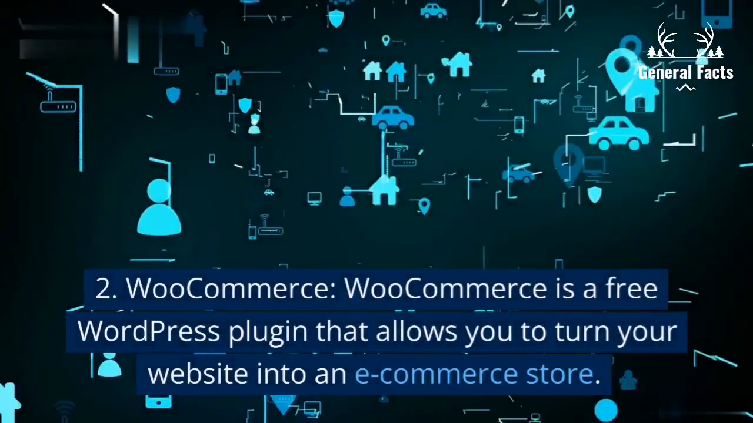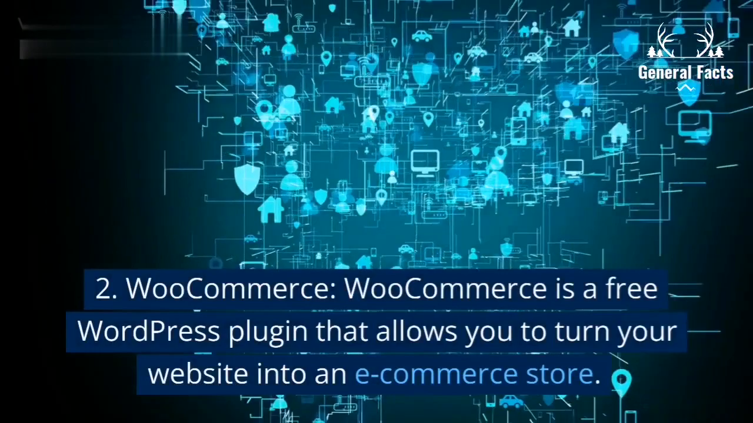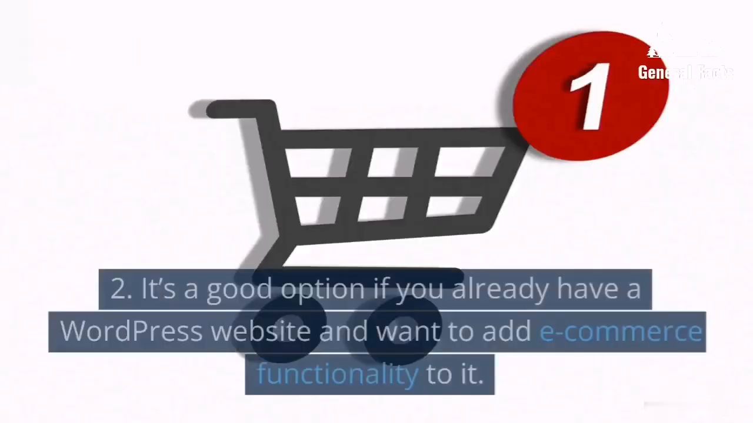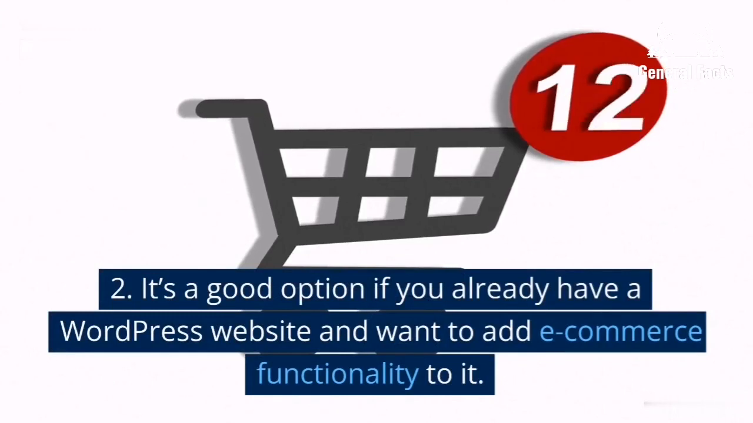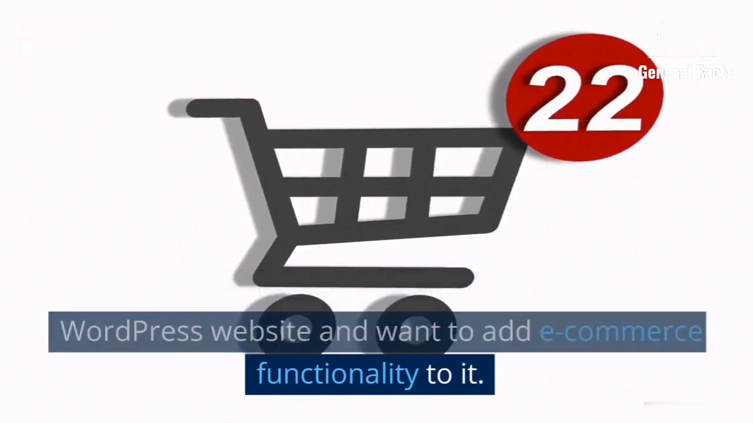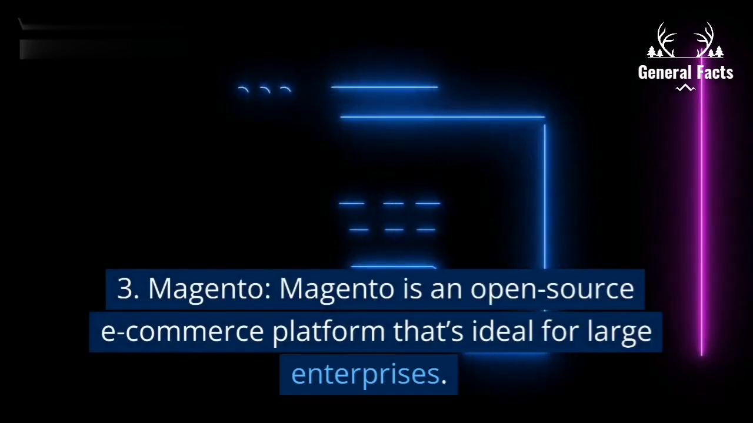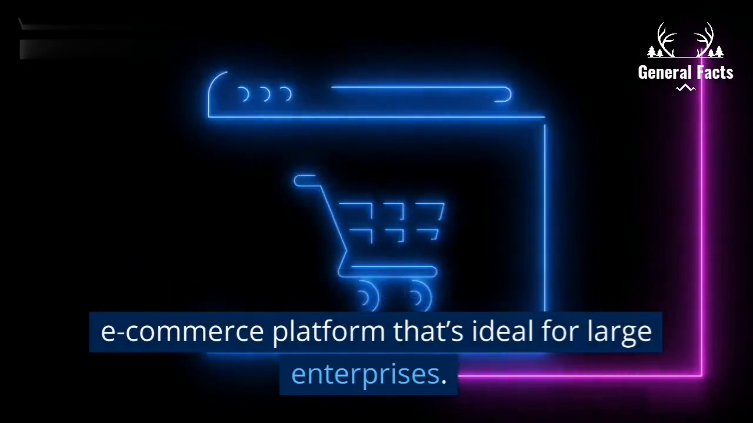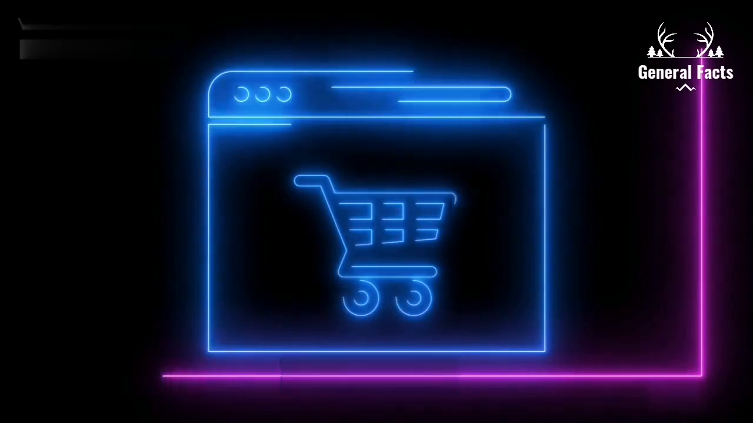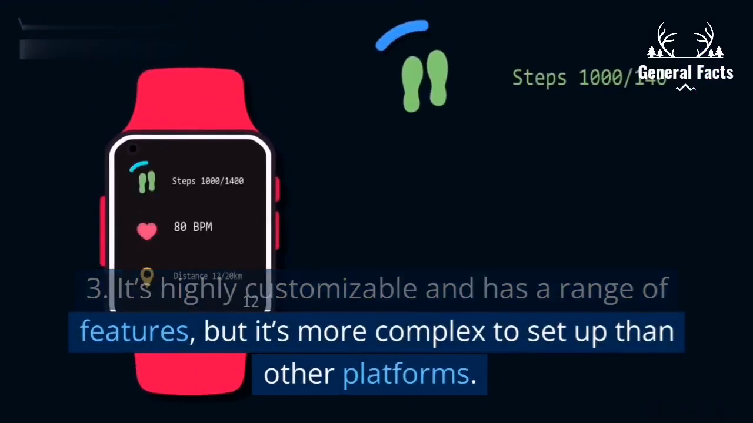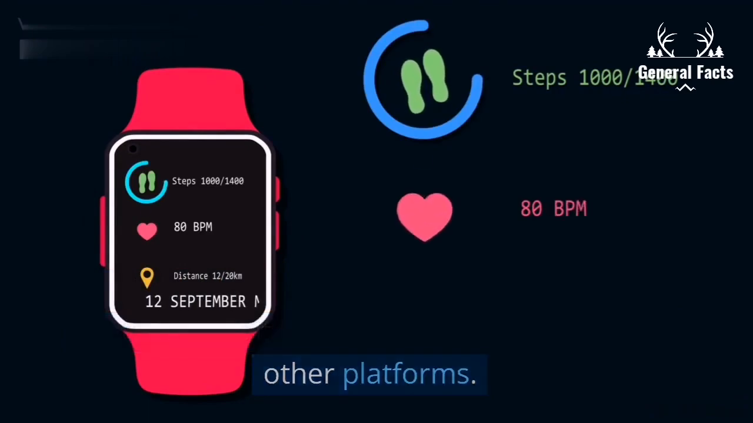2. WooCommerce. WooCommerce is a free WordPress plugin that allows you to turn your website into an e-commerce store. It's a good option if you already have a WordPress website and want to add e-commerce functionality to it. 3. Magento. Magento is an open-source e-commerce platform that's ideal for large enterprises. It's highly customizable and has a range of features, but it's more complex to set up than other platforms.